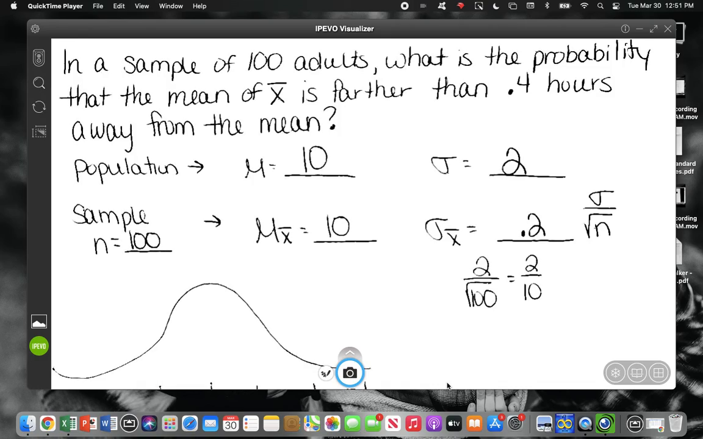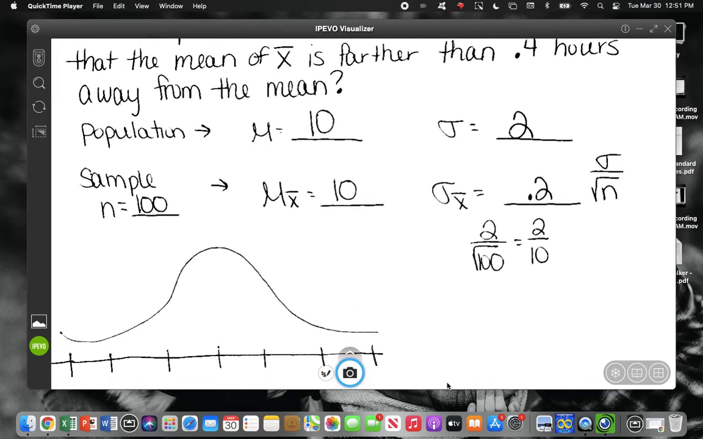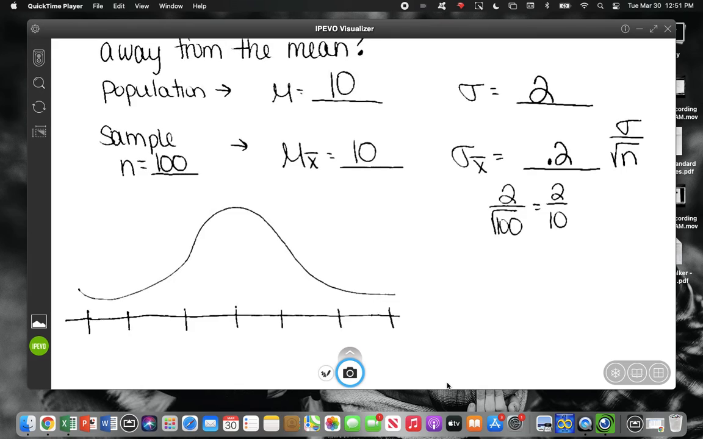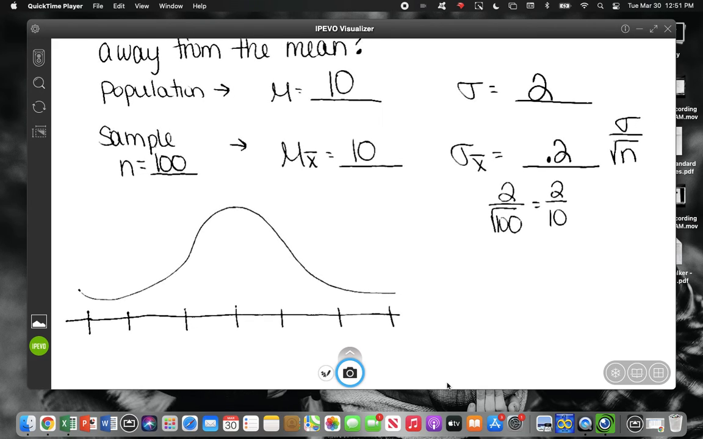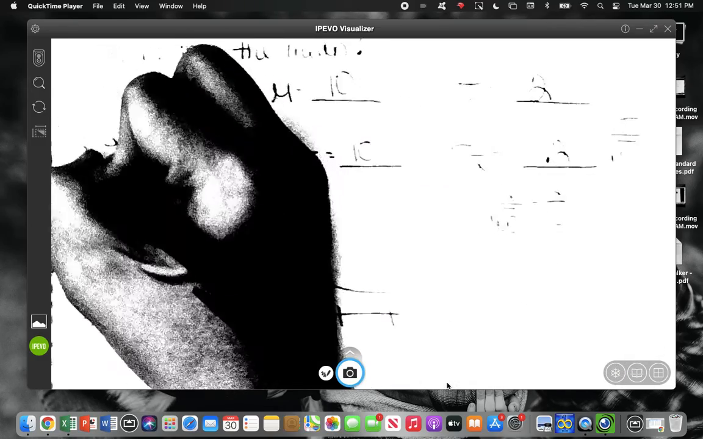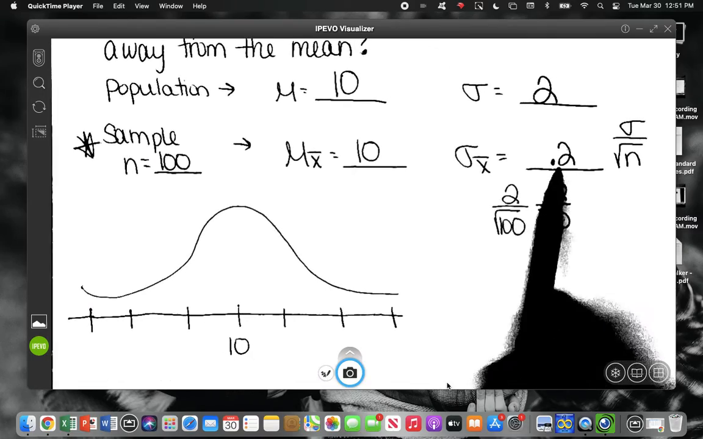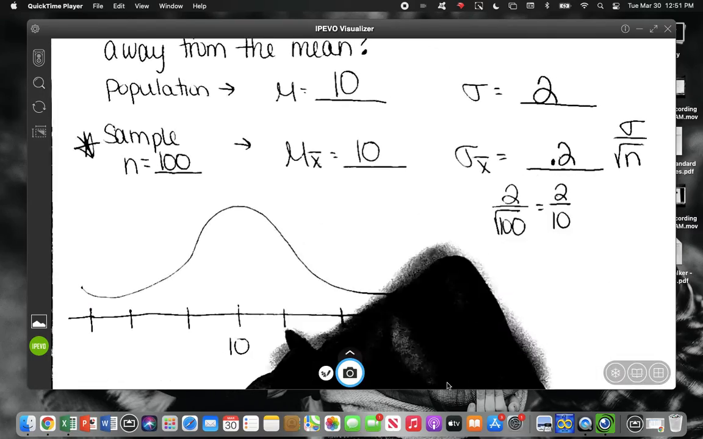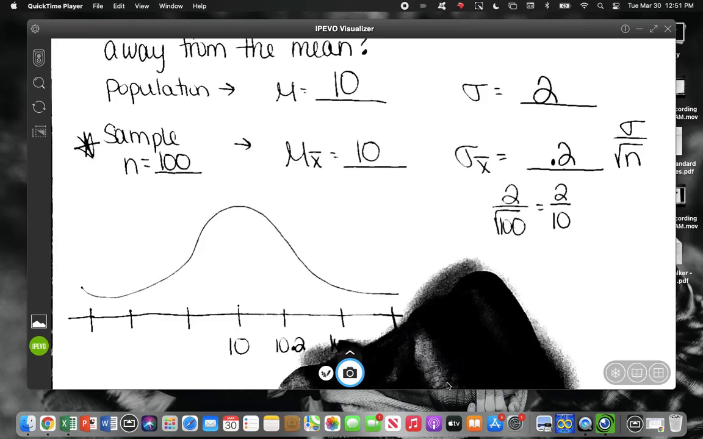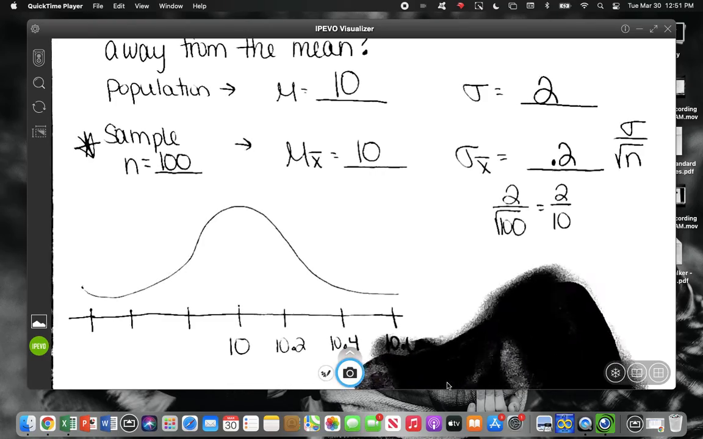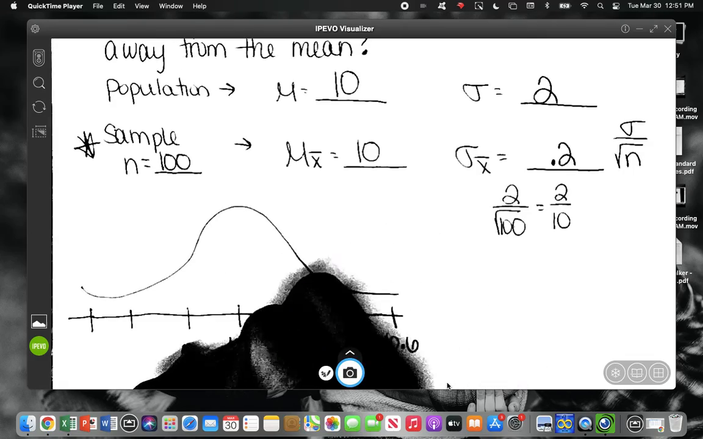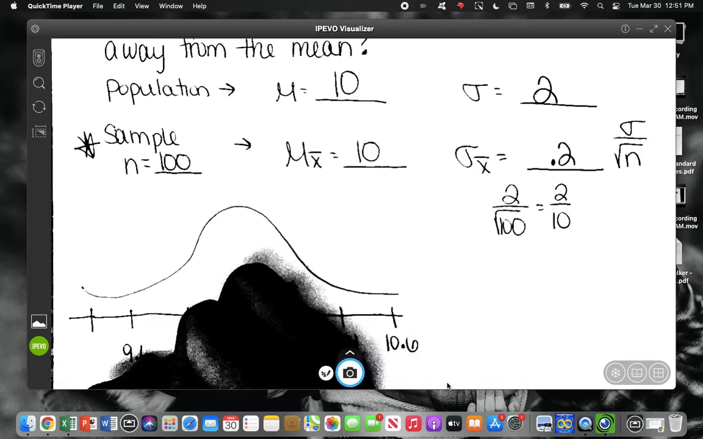All right, so once we have this information, we can go ahead and build our curve. So what is going to go in the middle? 10 goes in the middle. And then we are using the sample information, so our standard deviation of the sample is 0.2. So then we're going to add 0.2 to everything to the right, and then we're going to subtract 0.2 to everything to the left.